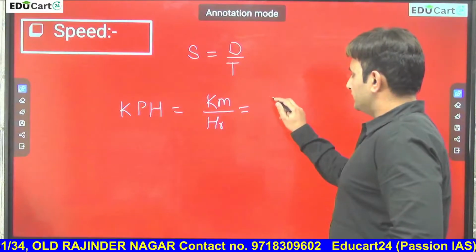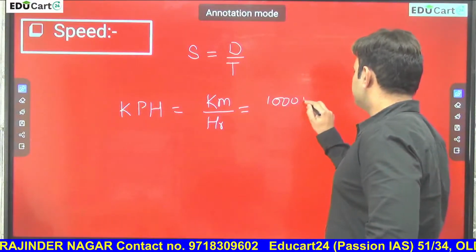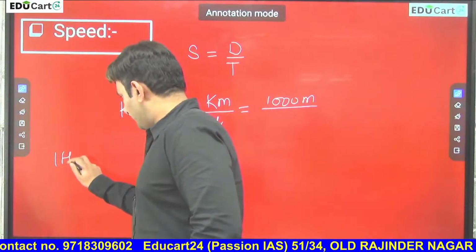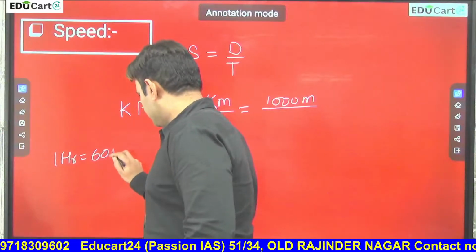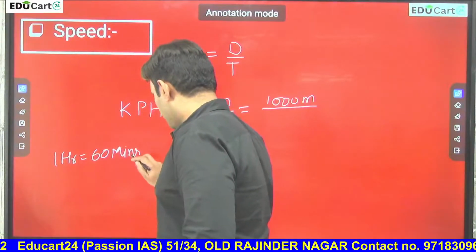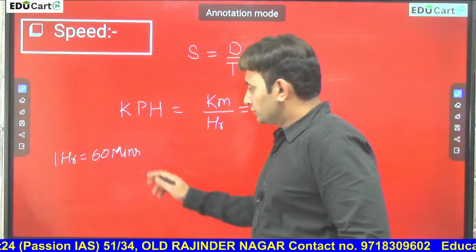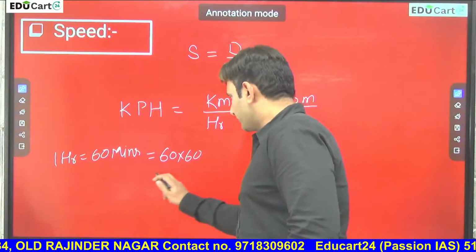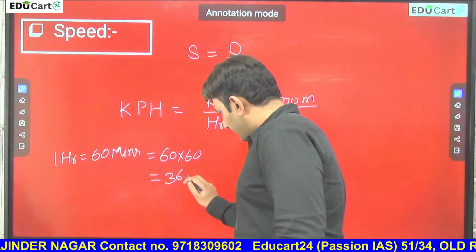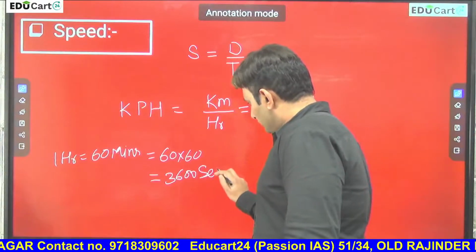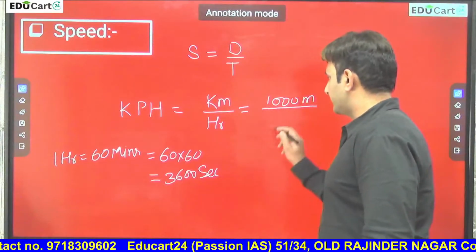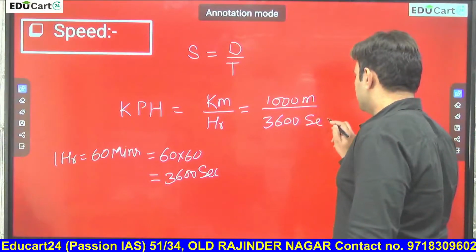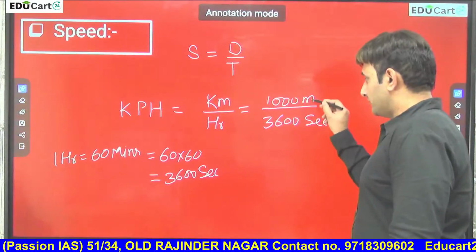1 kilometer is equal to 1000 meters, and 1 hour, my dear, here I am writing, 1 hour is 60 minutes, and 1 minute is 60 seconds. So it will be 60 into 60, that is equal to 3600 seconds. So 1 hour is 3600 seconds. So you put here 3600 seconds. Now meter upon second, meter per second.